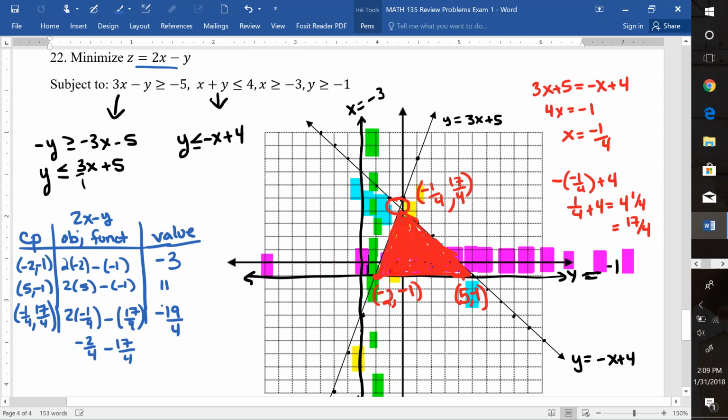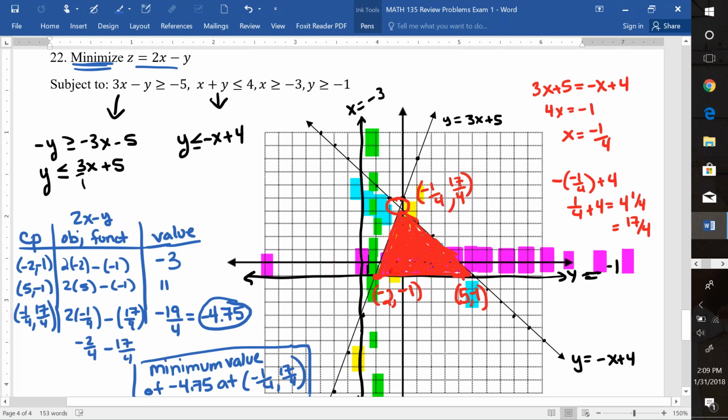Now, how do you know if that's smaller or bigger than -3? Turn it into a decimal. This is -4.75 if you divide that on your calculator, 19 divided by 4. So since they were asking for the minimum, that is the smallest number here, because -3 is actually more to the right. So in our final answer that we would write on the test, we have a minimum value of -4.75 at the ordered pair -1/4, 17/4. And that is it for that one.